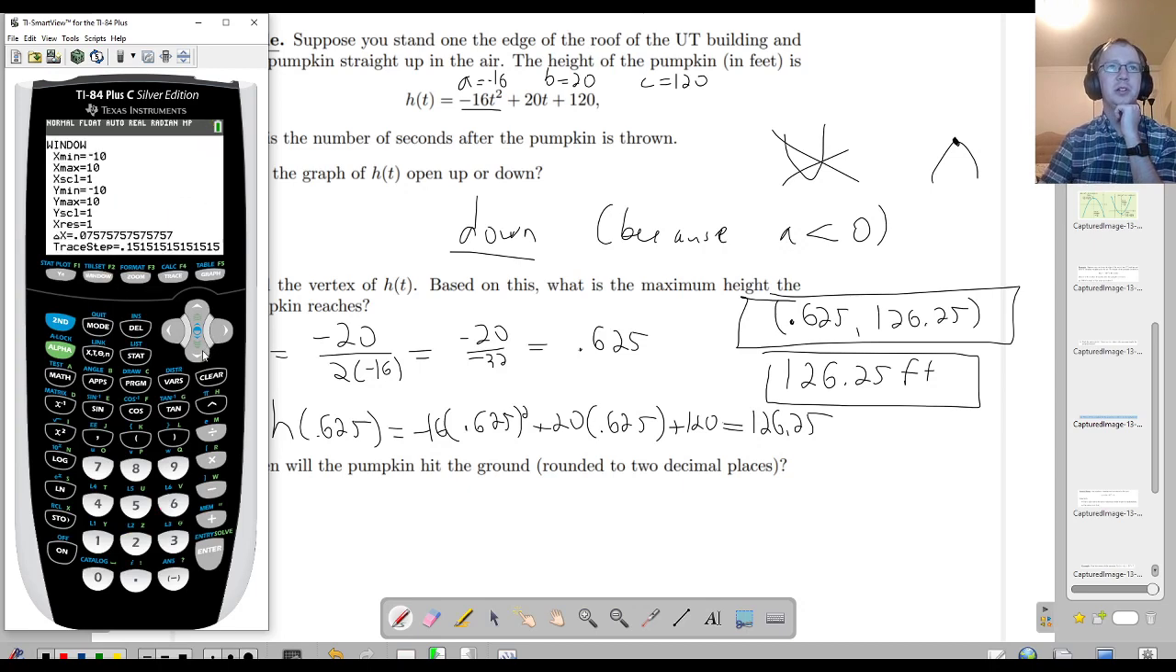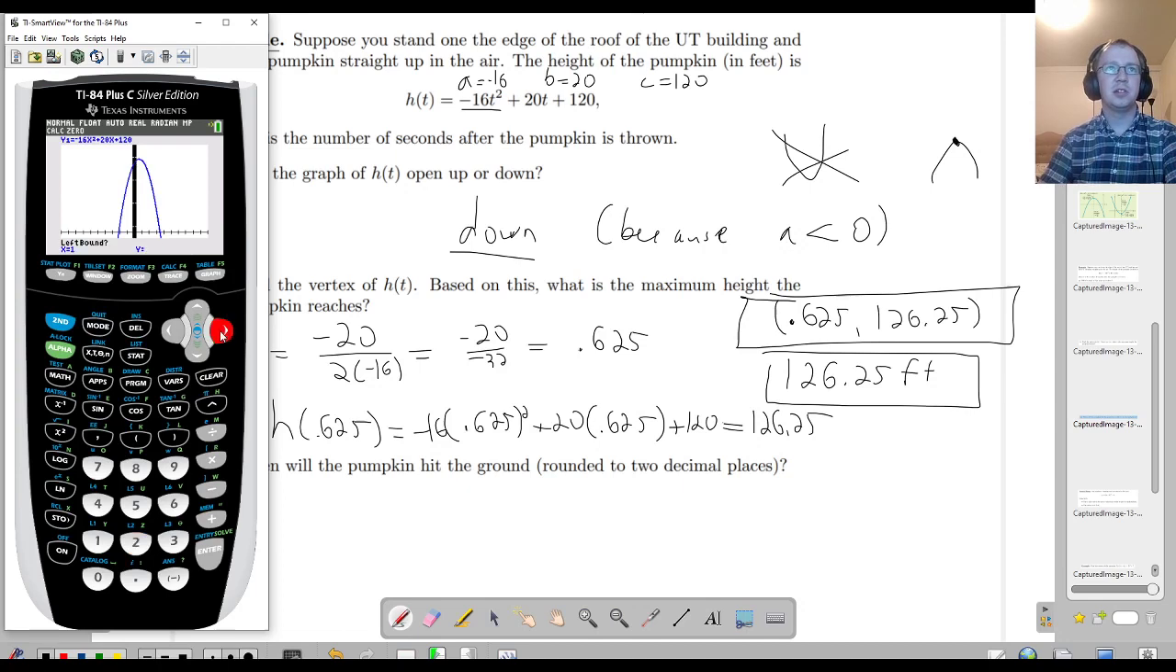I'm going to go to Window and bump my Ymax way up. Let's try like 150. And maybe that's good, maybe it's not. Yeah, that looks better. So it goes up for a little bit, it peaks, and then it comes down. What I'm supposed to do is find when it's going to hit the ground. So in other words, hitting the ground is a height of 0, so I'm going to find the t-coordinate that corresponds to hitting the ground. So I need to use the 0 feature. So second calc, choosing the 0 feature.